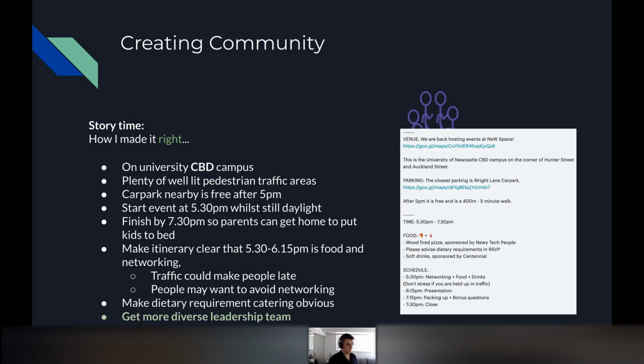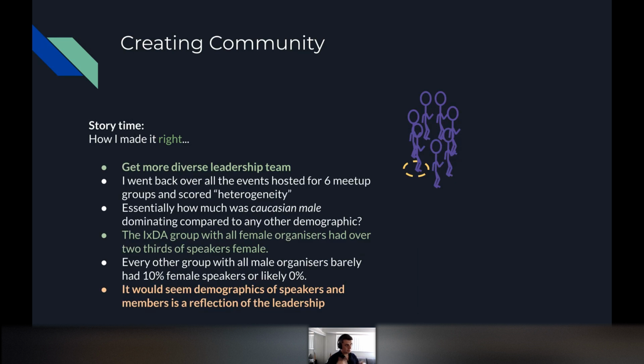And the last one, a more diverse leadership team. So this was a really big deal. I mentioned that back in 2019, I got the 30 organizers of the different meetups together. And one of our goals was to try and have more diverse members show up to events. And how the hell do we do that? So I went back through 6 meetups, all the events that were hosted in 2019, and essentially did a heterogeneity score. How much were Caucasian males a dominating group of hosts and speakers?